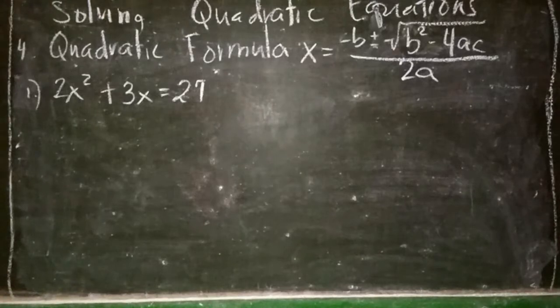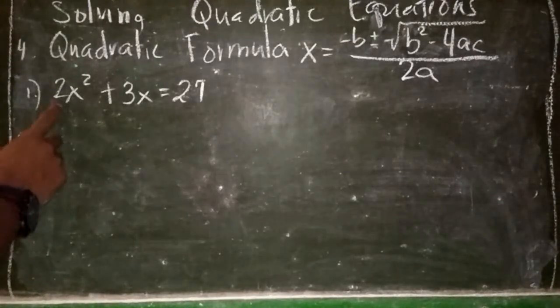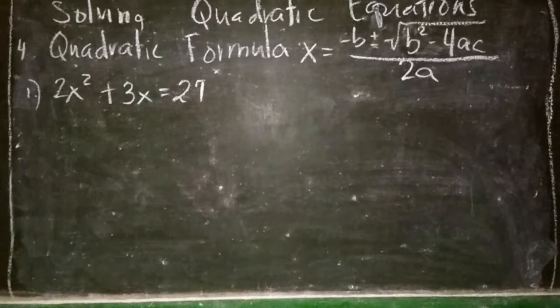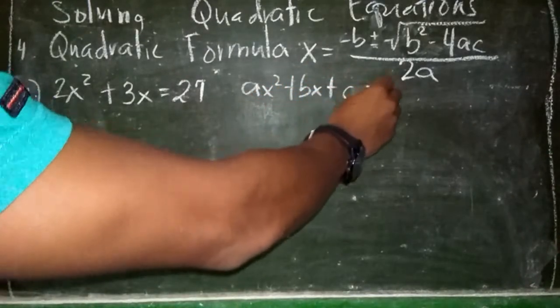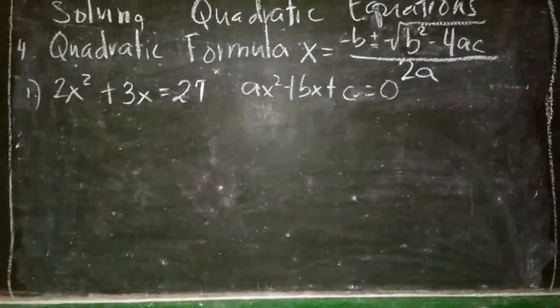Okay. So sabi natin, we have to write or express a quadratic equation in standard form first bago natin magamit yung iba't ibang pamamaraan ng pagsosolve ng quadratic equation. So, kailangan muna nating isulat itong 2x squared plus 3x equals 27 sa standard form. Ano ba yung standard form natin? We have ax squared plus bx plus c equals 0. Okay, so ganyan muna dapat yung kanyang form bago natin magamit yung quadratic formula as a method in solving quadratic equation. So, simulan na natin.